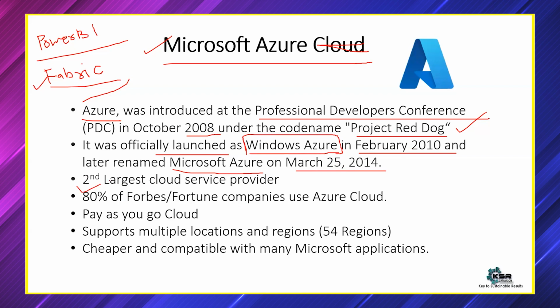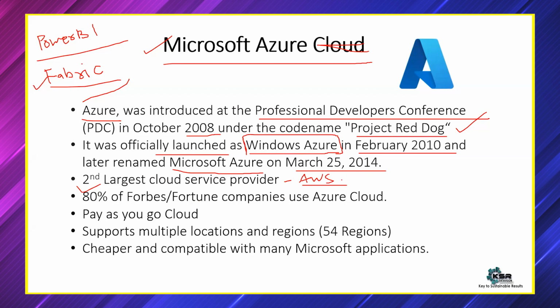We'll take a few statistics. It's the second largest cloud provider. Now, how many of you know which is the largest cloud provider in today's scenario, or maybe in today's world? Good. Amazon, AWS. AWS is quite an older service compared to Azure. They introduced their cloud way back, probably in 2006 or 7.